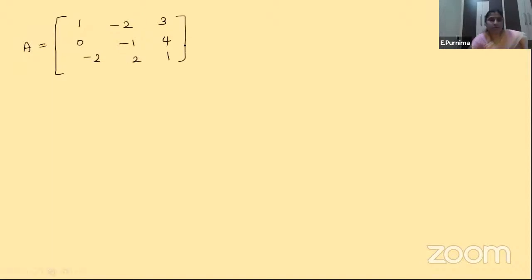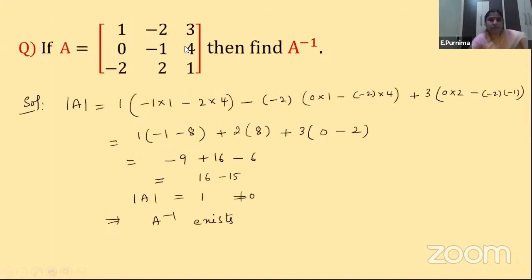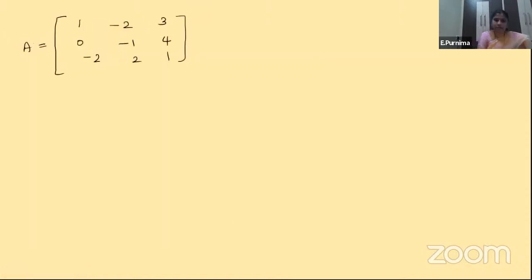Let me check once. 1, minus 2, 3; 0, minus 1, 4; minus 2, 2, 1. Okay, these are the elements. So let us try to find the cofactors. Cofactor of the first element, 1, I am trying to find out. The first element is a positive element, so minus 1 into 1, minus 2 into 4. It is with plus sign, children, for the first element, which is minus 1 minus 8, is minus 9.